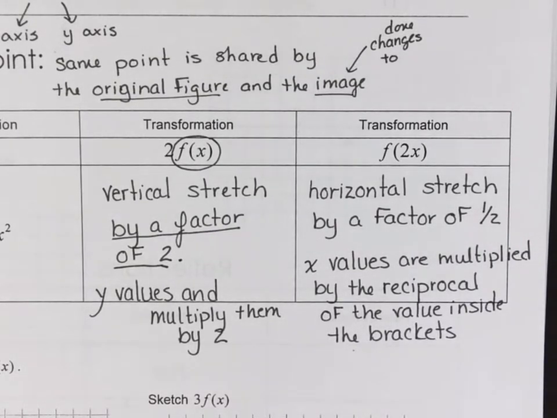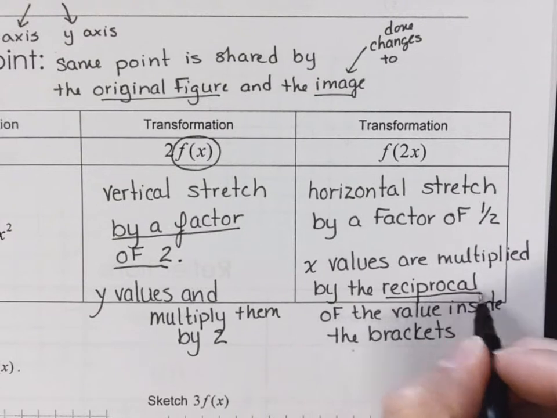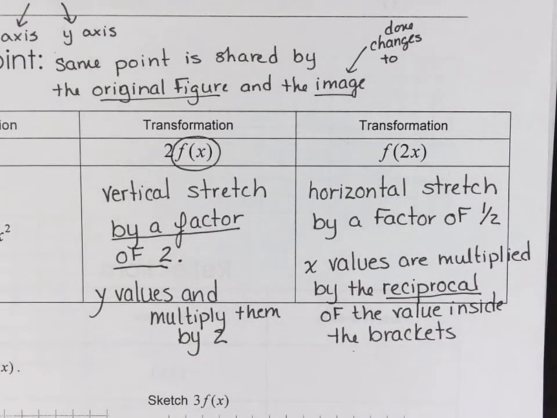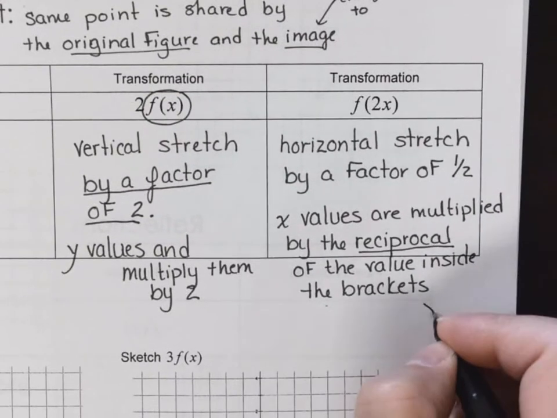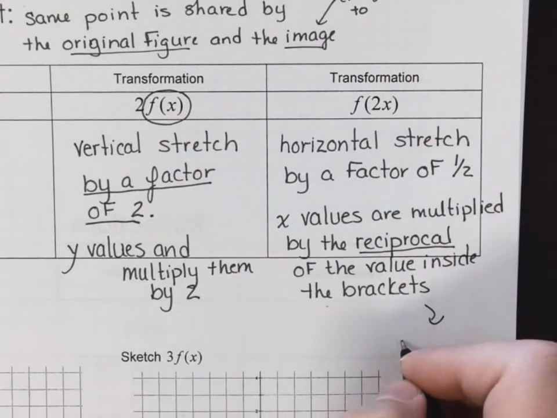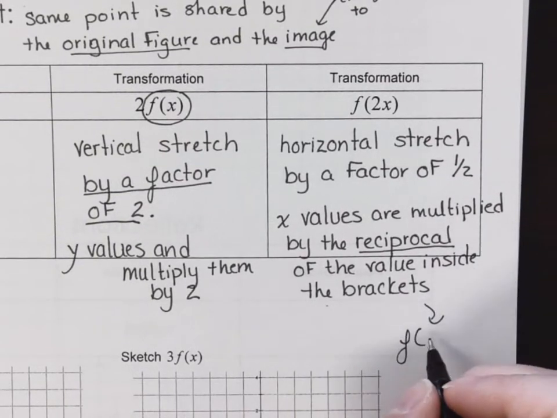So it's just, they're multiplied by that reciprocal. So if it's a 2, you multiply by a half. If it was a 3, we'd multiply by 1/3, right? If it was 2/3, what would we multiply by? 3/2, right?